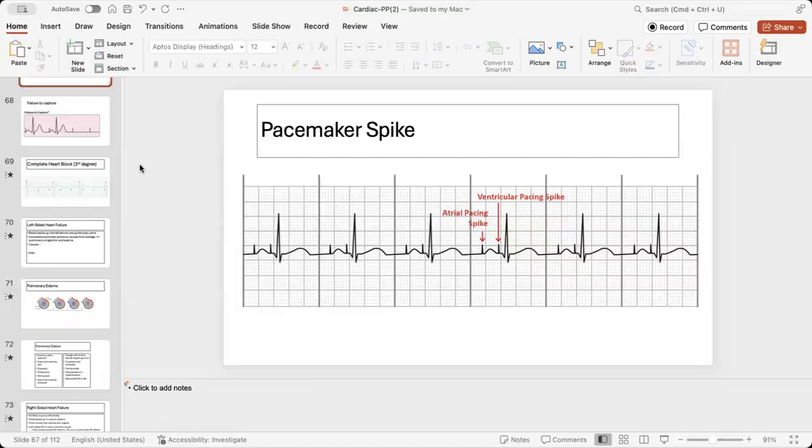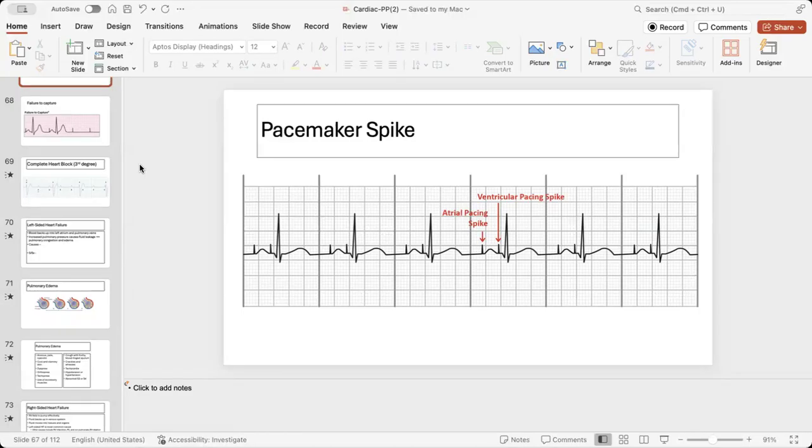Or it could have a pacemaker spike right before my ventricle, my QRS, and that's saying it's giving a little jolt to that ventricle. So you'll see they're called pacemaker spikes, those little spikes right above, and it could be before the atria, before the ventricle, or both. It depends on what type of pacemaker they have. Anybody seen these? Yep, okay.